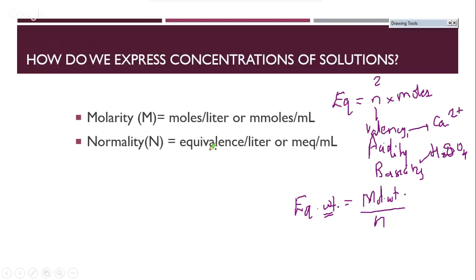So when normality is spoken of in terms of equivalents, you can accordingly also find out that normality is equal to n factor into molarity, because it is moles and equivalents. So I'm simply dividing by liters on both sides, and I end up getting this relation, which is normality is equal to n factor into molarity.